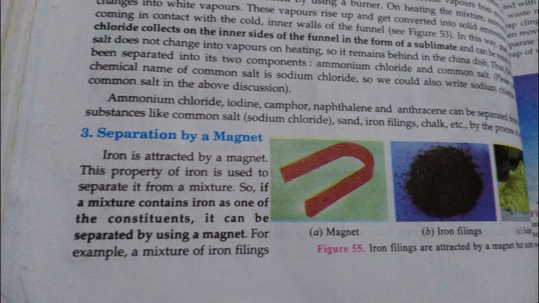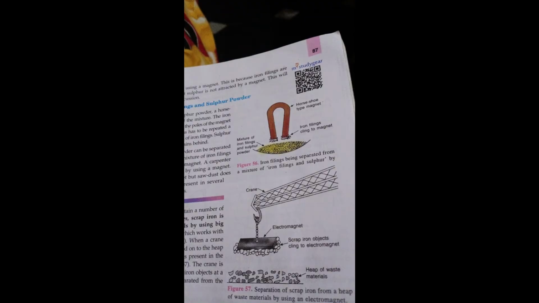The next technique is separation by magnet. Children, this game we have played many times in our childhood. Many times we take a magnet under a paper and try to move it over the sand. It attracts all the iron particles. This is how iron filings are attracted by the magnet. This is also one separation technique.